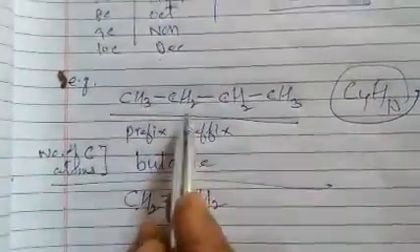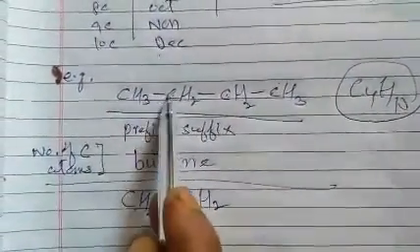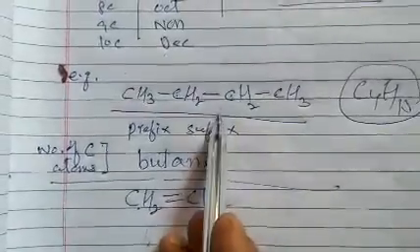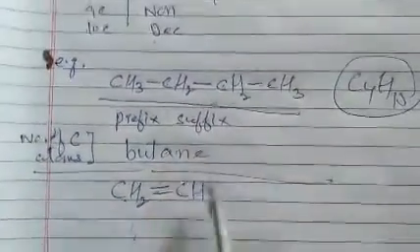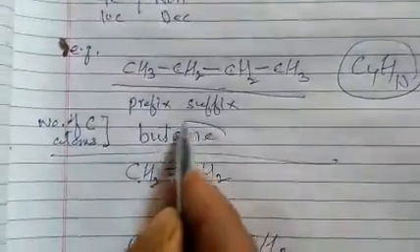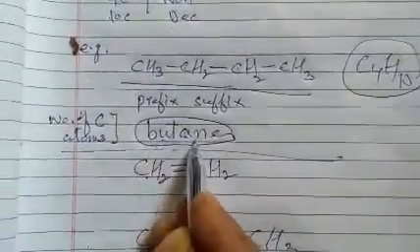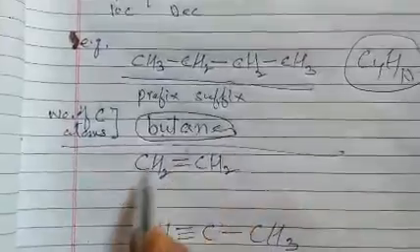Now see the nature of the bonds. All carbon atoms are linked by single bonds. For single bonds, we use the suffix ane. Now the name of the compound became butane. Let's take one more example.